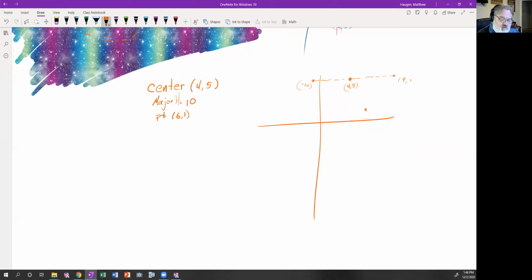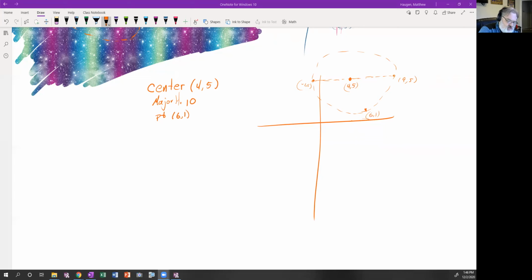So 9.5. And we know it goes through that point at 6.1. Okay, not my best diagram ever, but does that translation of that information seem reasonable? Okay. So then what do we know?